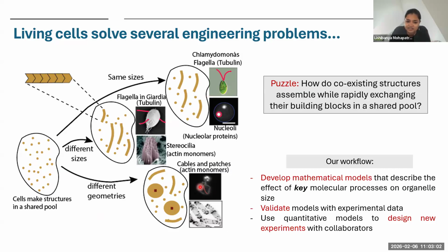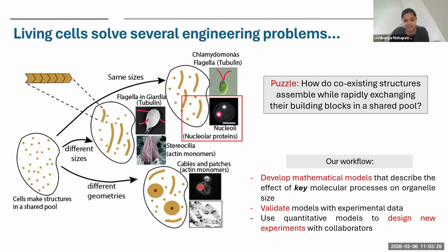In order to answer that question, our workflow has been the following. We first talk to our biologist friends and develop mathematical models that describe the effect of key molecular processes on the specific organelle. Then we validate our model with experimental data, and perhaps the most exciting part is to use our quantitative models to design new experiments with collaborators. Today, I'm going to be giving you one example where we were able to do all of that.